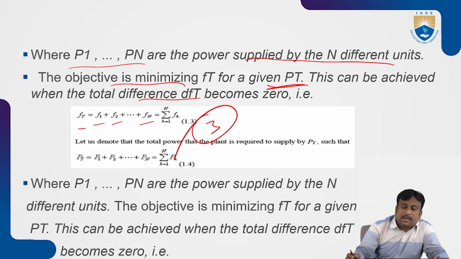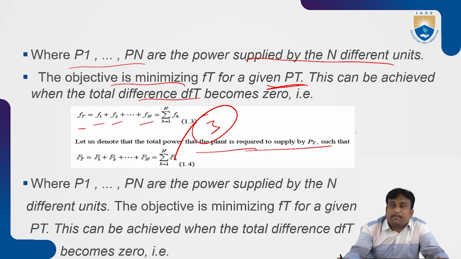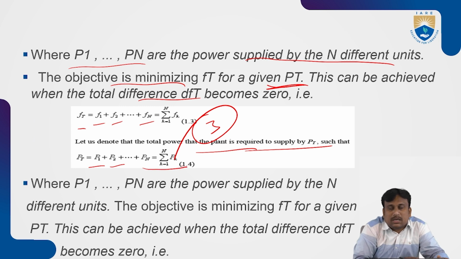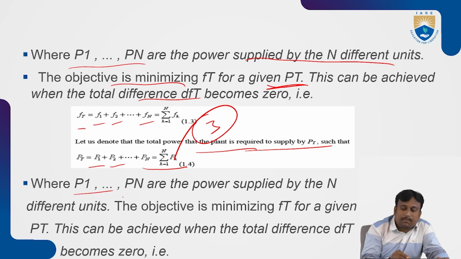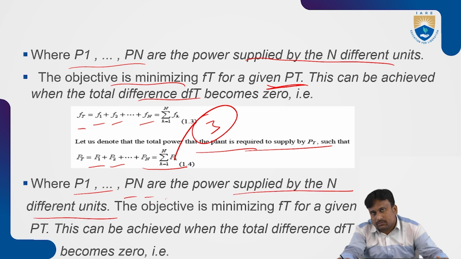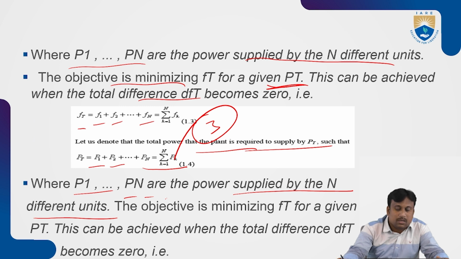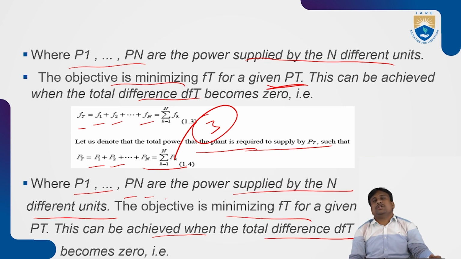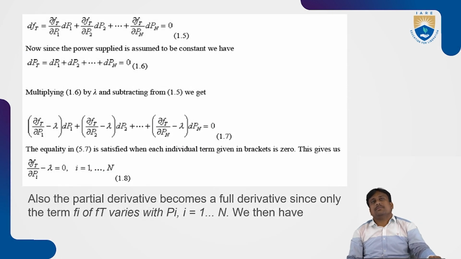So now let us denote the total power that the plant is required to supply in a given specified period of time, then Pt equals P1 plus P2 plus so on up to Pn, which is the summation k equals 1 to n of Pk. Here the variables P1, P2, P3 up to Pn are the power supplied by the n different units. The objective here is to minimize the total fuel cost for a given time period. This can be achieved when the total difference becomes 0.